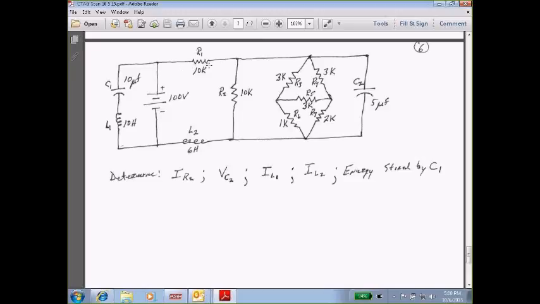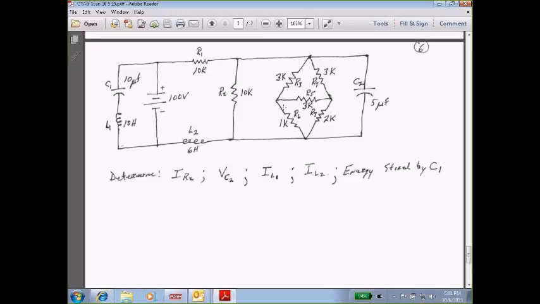Okay, R1 is 10K, R2 is 10K. And down here we've got L2, which is acting as a short, like a piece of wire, is 6 Henrys. Now we go over to here and we've got a bridge network. And then strapped across the bridge, parallel with it, we've got a 5 microfarad capacitor, C2. Again, if it's fully charged, it would be acting as an open circuit. There's no current flow through it.